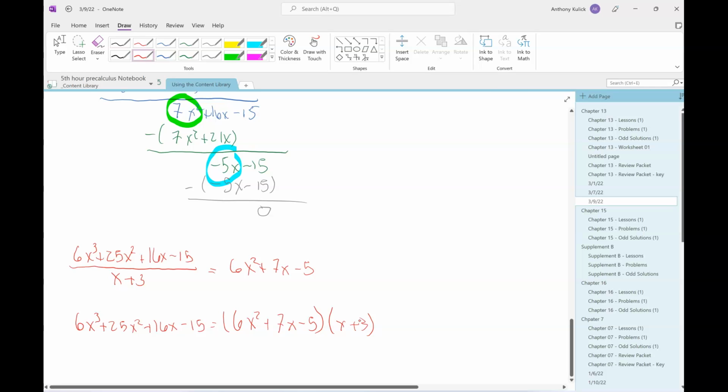Just like if we say, okay, is 2 a factor of 6? Sure, because 6 divided by 2 is 3. Or I could say, in other words, 6 is the same thing as 2 times 3. Right? Same idea. The alternative way of approaching this, though, would be to use the remainder theorem here, right?